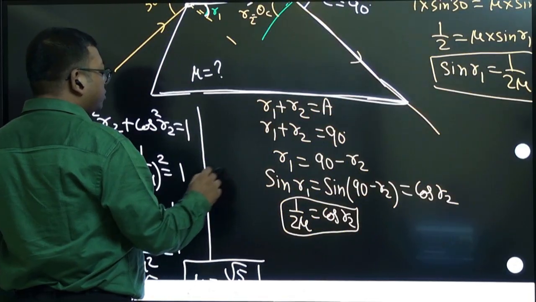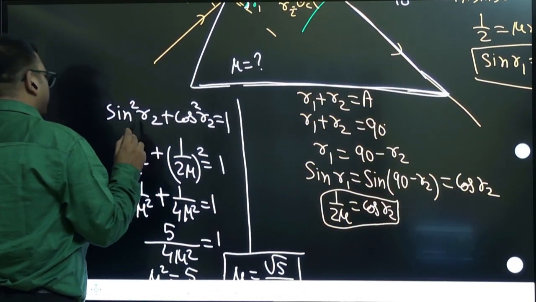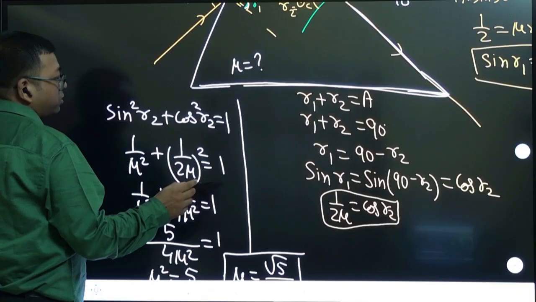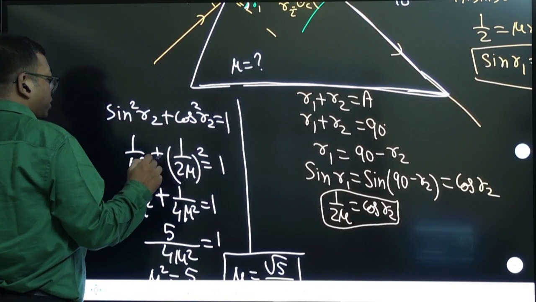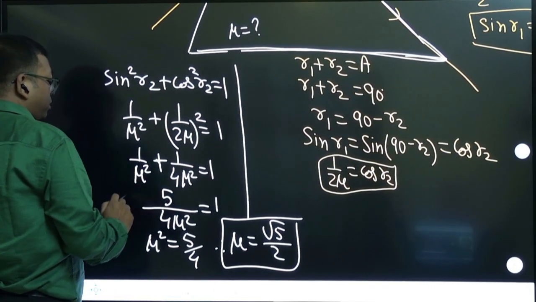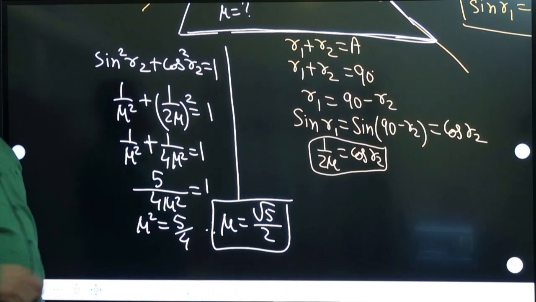So once you got cos R2 and sine R2, sine square R2 plus cos square R2 is 1. So sine square R2, that is 1 by mu square plus 1 by 2 mu square. You solve, then you'll get root 5 by 2. Correct?